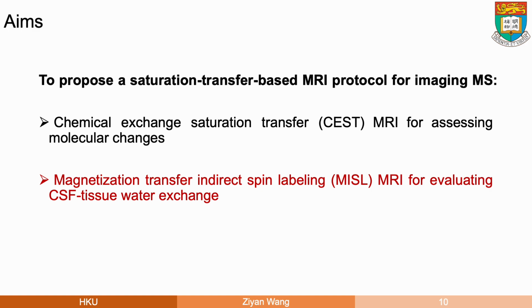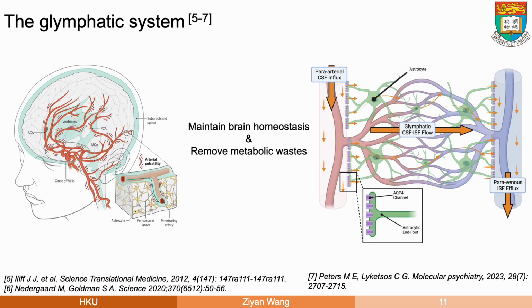The second part is MISL MRI. Before talking about MISL MRI, I would like to briefly introduce the glymphatic system, as MISL detects CSF tissue water exchange in the glymphatic system. As shown in the left illustration, the glymphatic system is a brain-wide pathway along a system of connecting perivascular spaces. On the right figure, we can see the glymphatic system maintains brain homeostasis by promoting the water exchange between CSF and brain tissue, which helps remove metabolic waste.